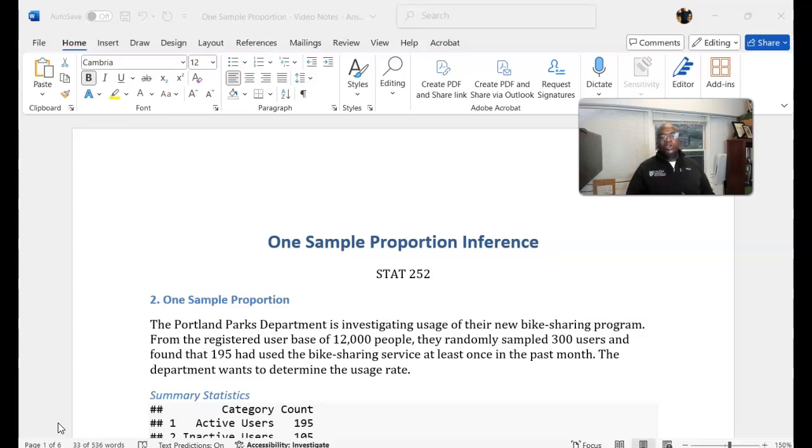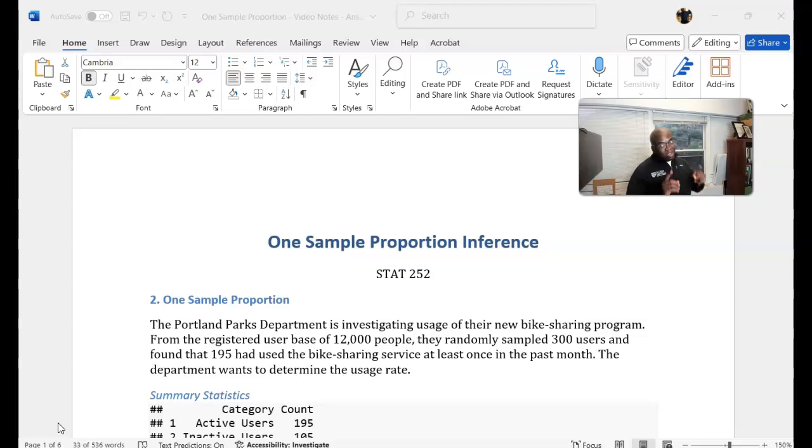From the registered user base of 12,000 people. That's the population. They randomly sampled 300 users. Wow, that's a sample. And they found 195 had used the bike sharing service at least once in the past month. Okay, so here in the situation, either you used it at least once or you did not use it at least once. Okay, the department wants to determine the usage rate.